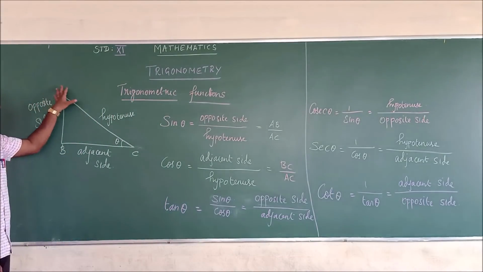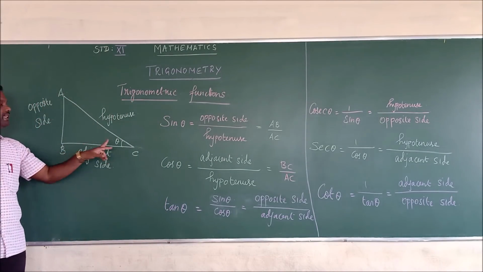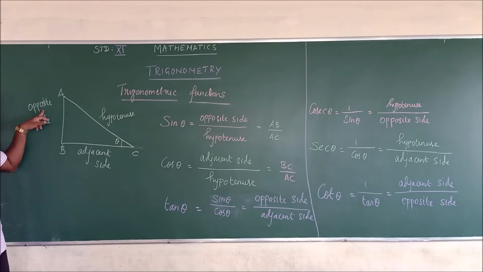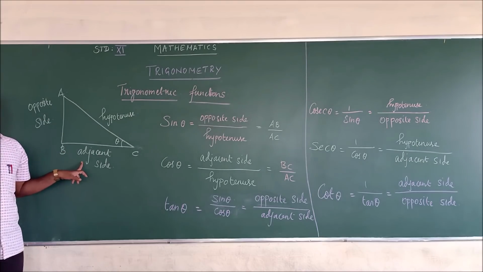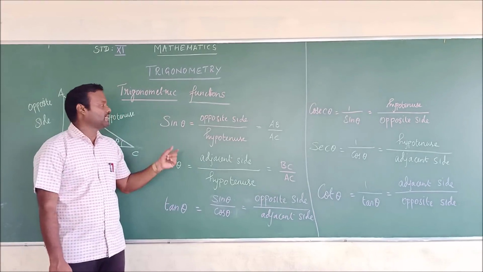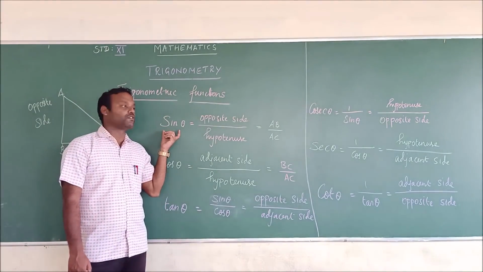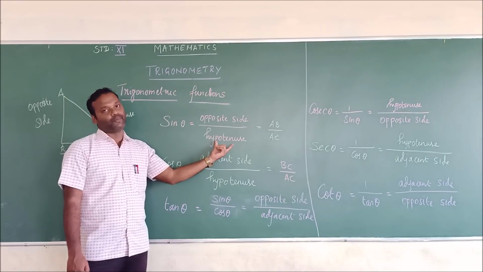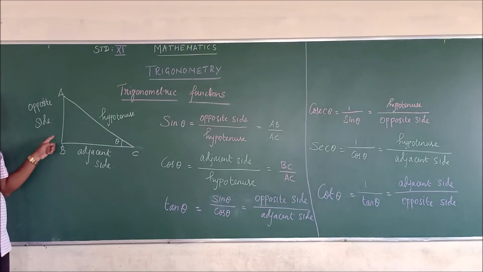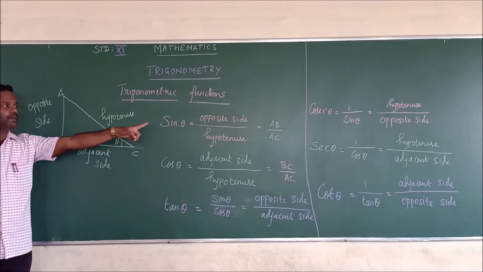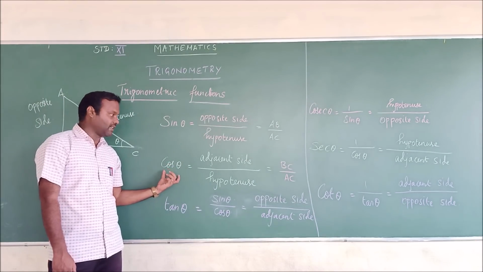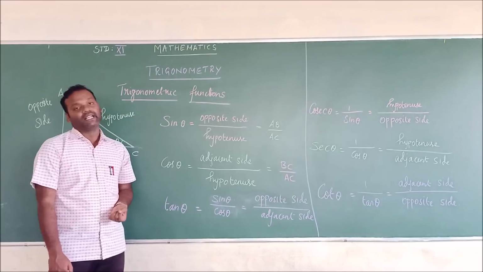Okay. So now let me take the right angle triangle ABC. Here I have fixed the angle theta. So this side is hypotenuse and this side is opposite side and this side is adjacent side. As you all know the ratios for each and every trigonometric ratio, that is sine theta corresponds to opposite side and hypotenuse. That is opposite side by hypotenuse. What is the opposite side? You are having AB. And what is the hypotenuse? AC. Okay. Cos theta is the trigonometric ratio which corresponds to adjacent side and hypotenuse.